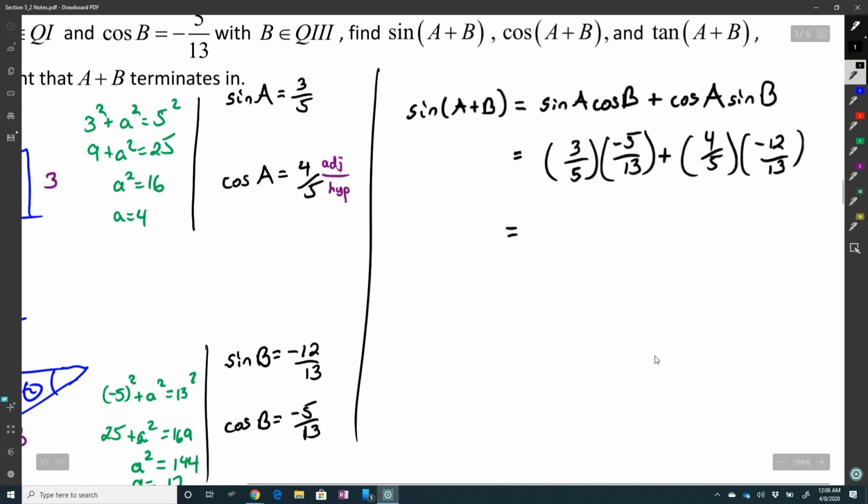So we do the math a little more, and that gives us negative 15 over 13 times 5, which is 65. We can simplify it, but let's not, because the next term is going to have the same denominator, and that'll let us add. 12 times 4 is negative 48. And negative 15 minus 48 is negative 63 over 65.